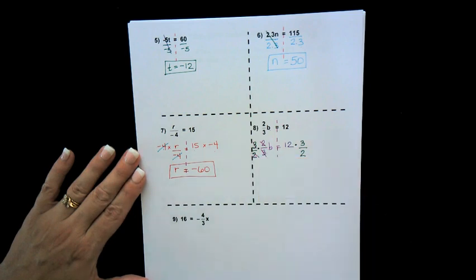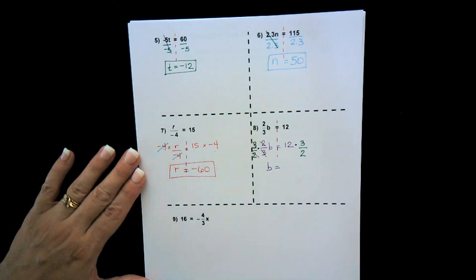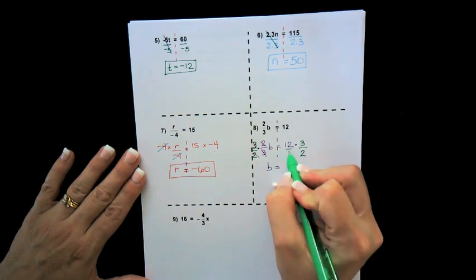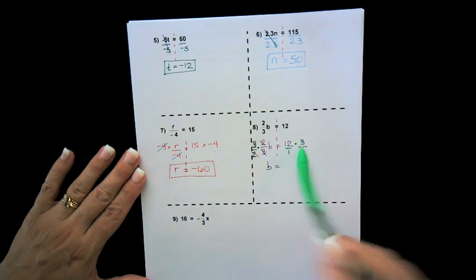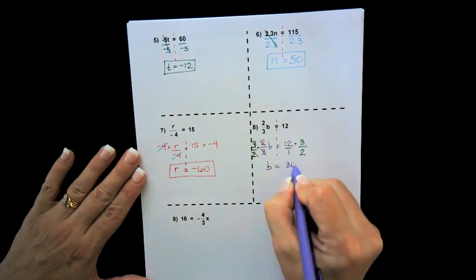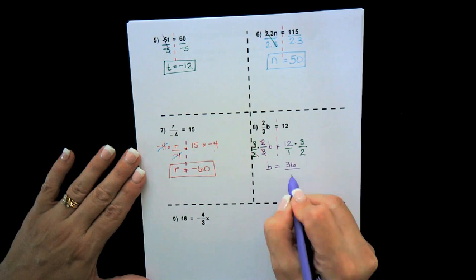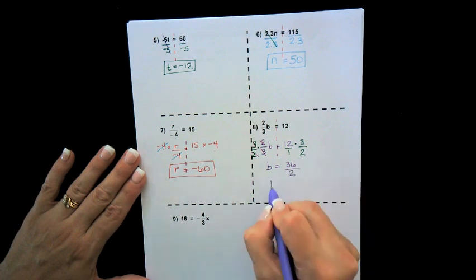Remember, the whole purpose of what we're doing here is to get that b by itself. Now look what happens on the other side. I'll make this 12 over 1. So now you can multiply your fraction. 12 times 3 gives you 36. And on the bottom, 1 times 2 gives you 2. So 36 divided by 2 gives you 18.